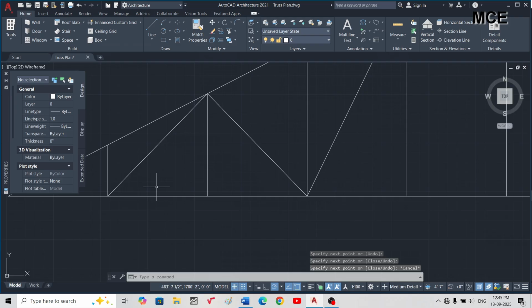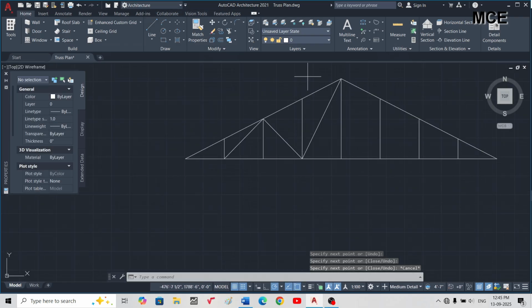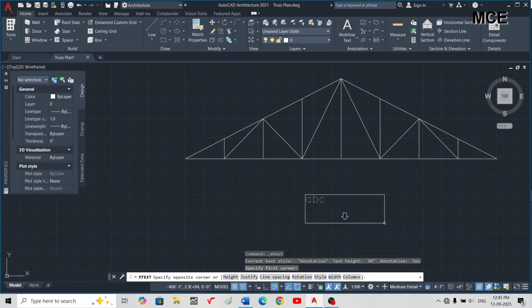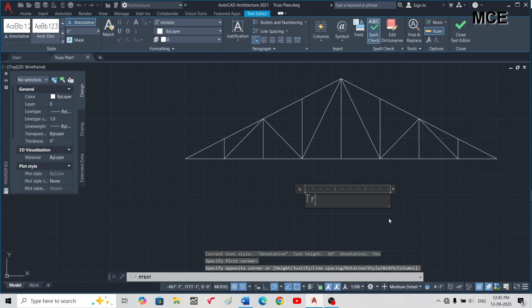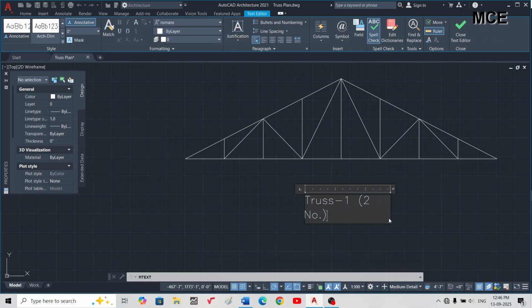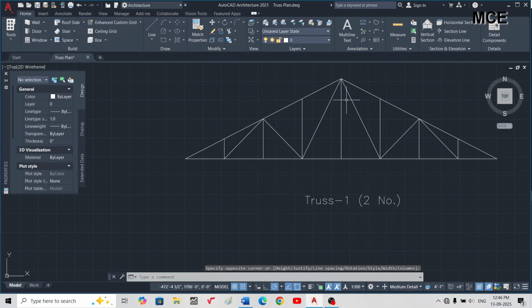Okay, similarly for this side, and this side. Okay, so this completes my truss 1. T1, this is my truss 1 and they are two numbers. Now you have to decide the section for these individual trusses.